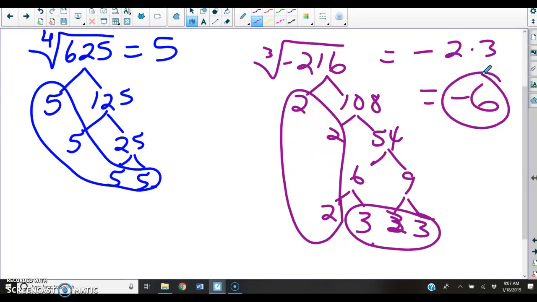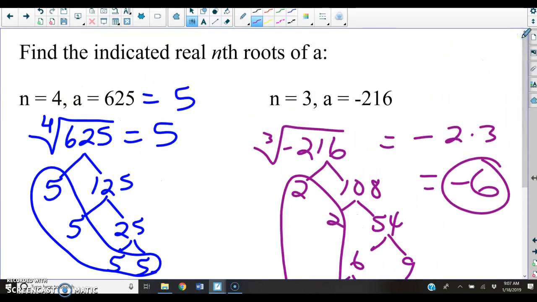And we got there. So I'm looking for groups of whatever the index is. When the index is 3, I'm looking for 3 of a kind. If the index is 4, I'm looking for 4 of a kind.